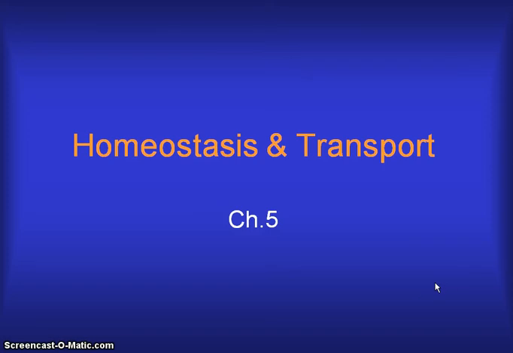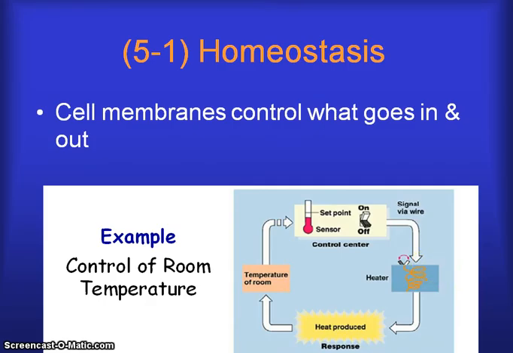Chapter 5 is on homeostasis and transport. Homeostasis, if you remember from earlier, just refers to the stable internal conditions that need to be maintained within an organism. So one of the key features to maintaining this homeostasis is the cell membrane. And the cell membrane gets to control what goes in and out of the cell. It's called selectively permeable.